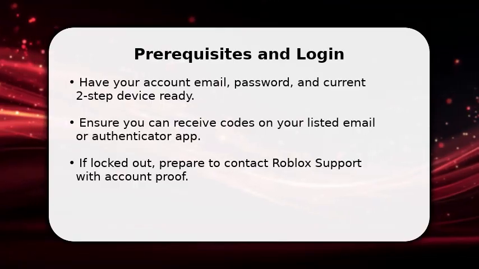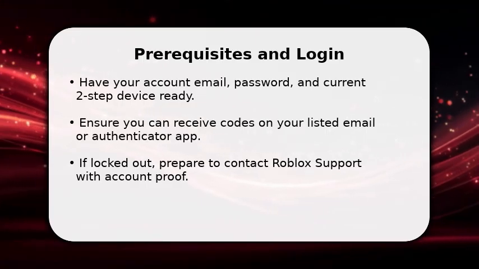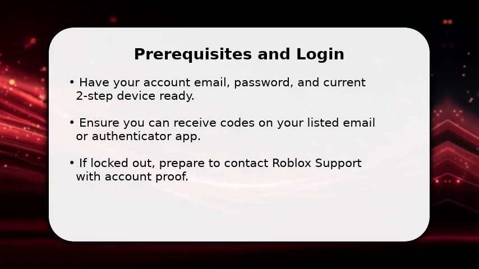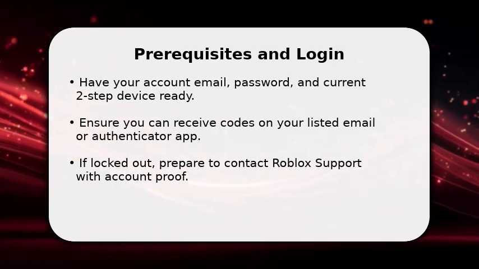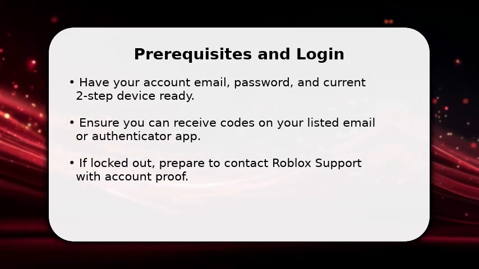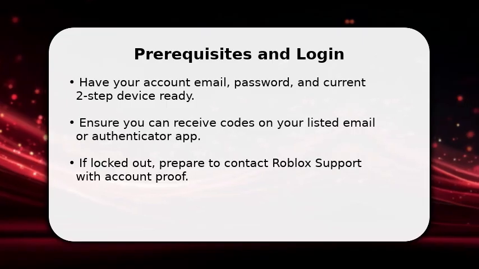You start by signing into Roblox with the account that currently has two-step enabled. Once logged in, make sure you still have access to the email or authenticator that receives codes, because you will need to confirm identity. If you do not have access, stop and gather verification proof now. Continuing without access will require support.